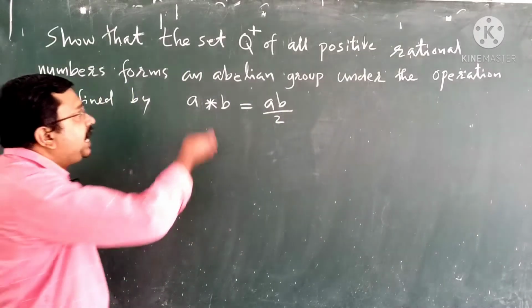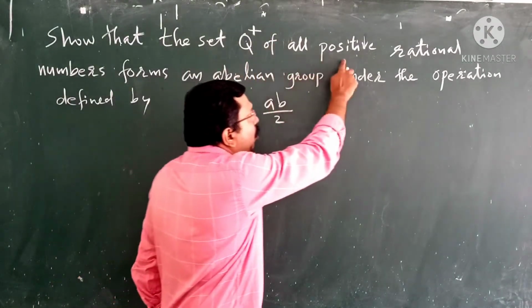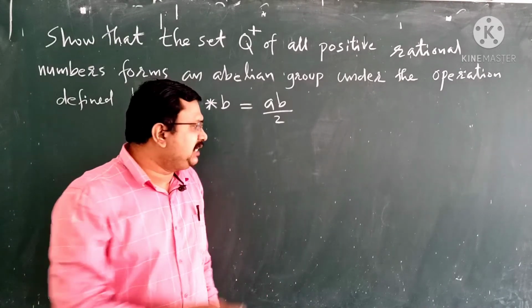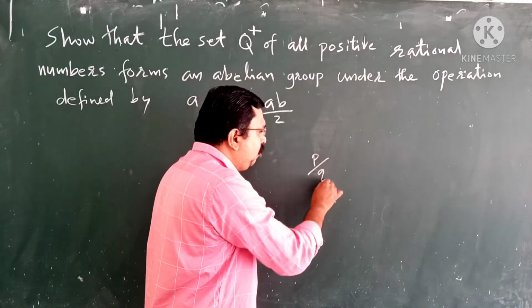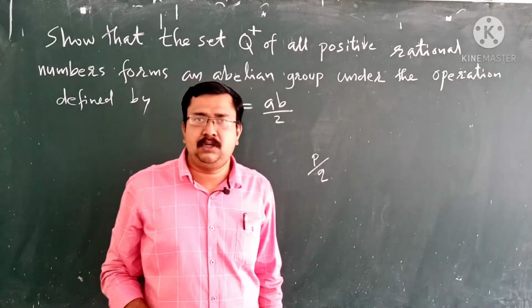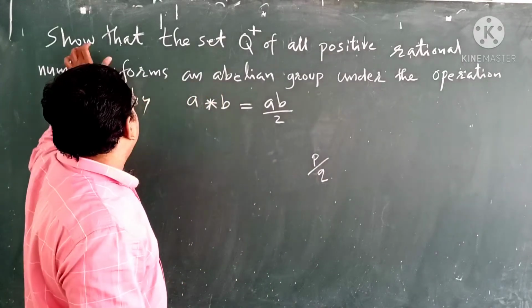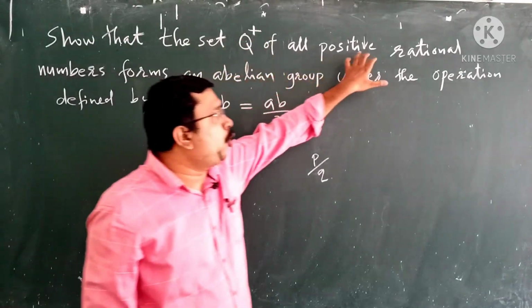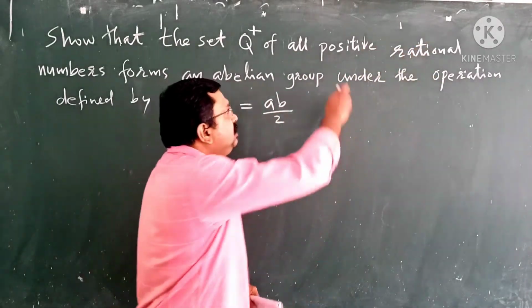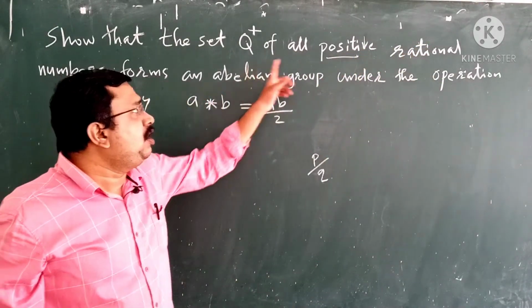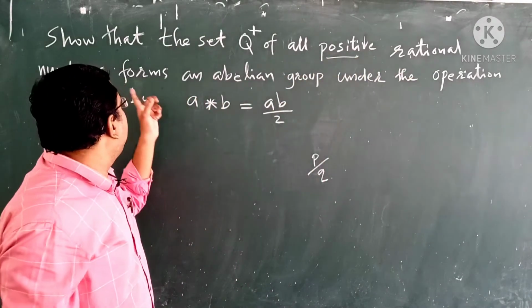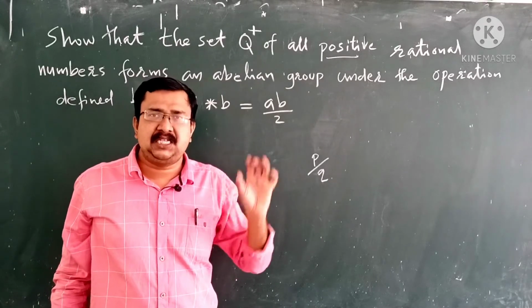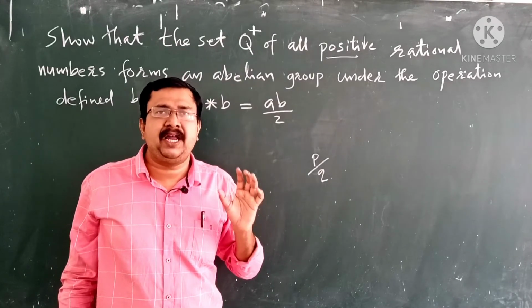Remember that. Show that this set Q plus of all positive rational numbers. What do you mean by rational number? A rational number means a number of the form p by q, where q is not equal to 0. Here Q plus means the set of all positive rational numbers. It is very important. The set forms an abelian group. What do you mean by abelian group? That means a star b equal to b star a. That is called an abelian group.